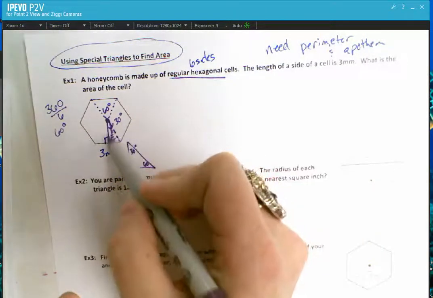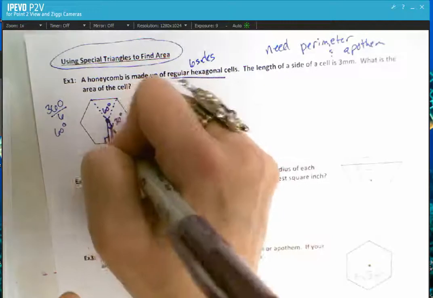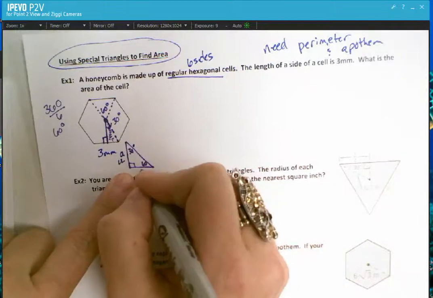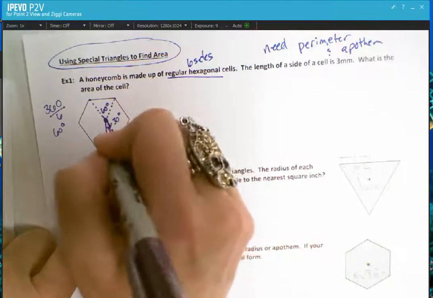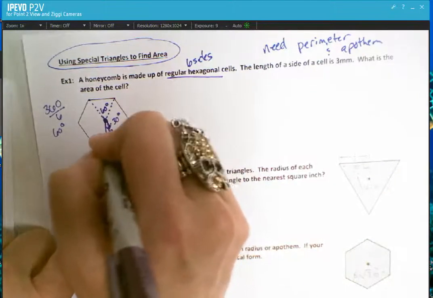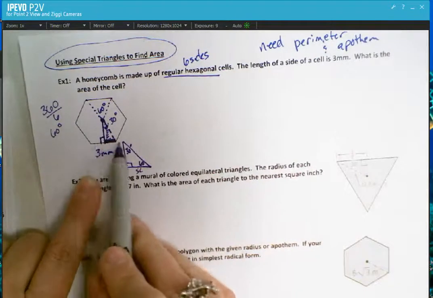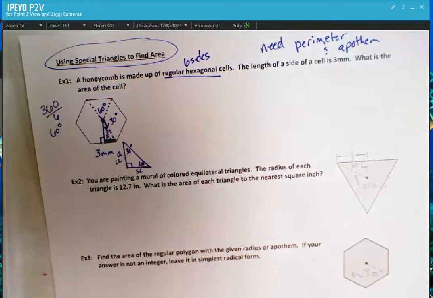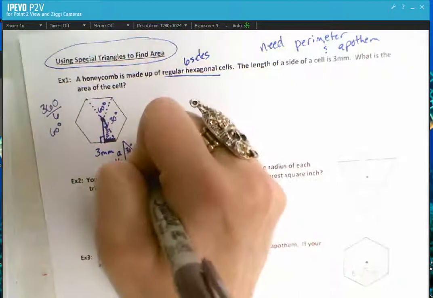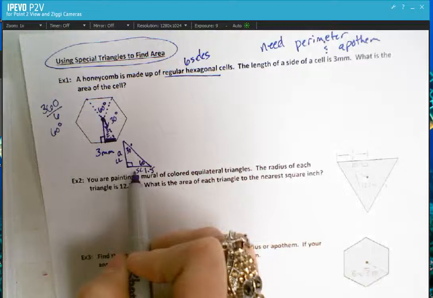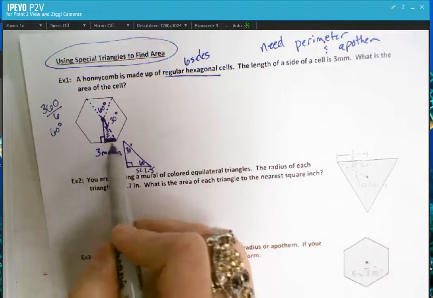This piece here, the perpendicular piece, is still my apothem. It's also my long leg because it's across from the 60-degree angle. And I know my 30-degree side is my short leg, and my short leg is that piece right there. So the short leg is going to be half of the whole side. So I know my short leg in this case is 1.5 because the whole side length is 3. So I can find my perimeter because I know the side length.